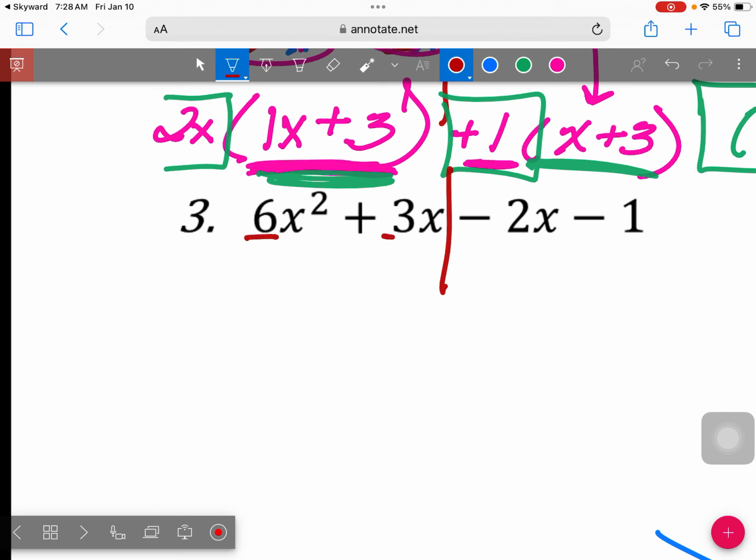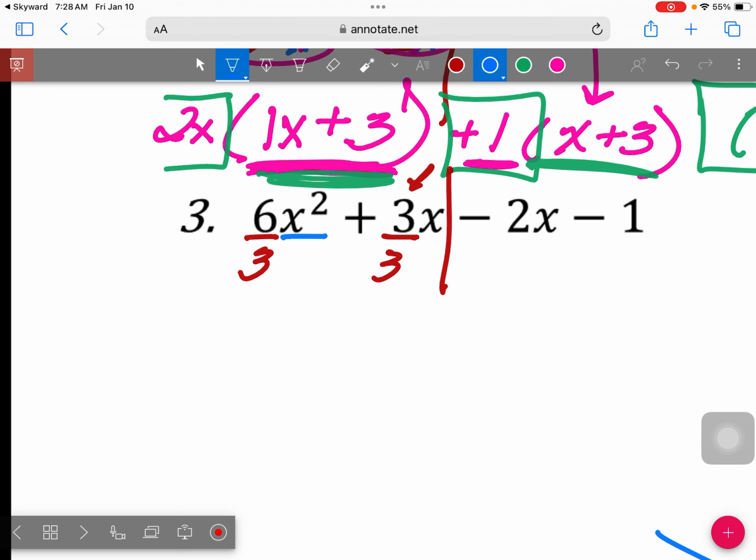6 and 3. What is my greatest common factor between 6 and 3? 3. You look at the smaller coefficient. If that divides into the other one, then that's your answer. If it's not, you go to the next highest factor. But in this case, 3 works.